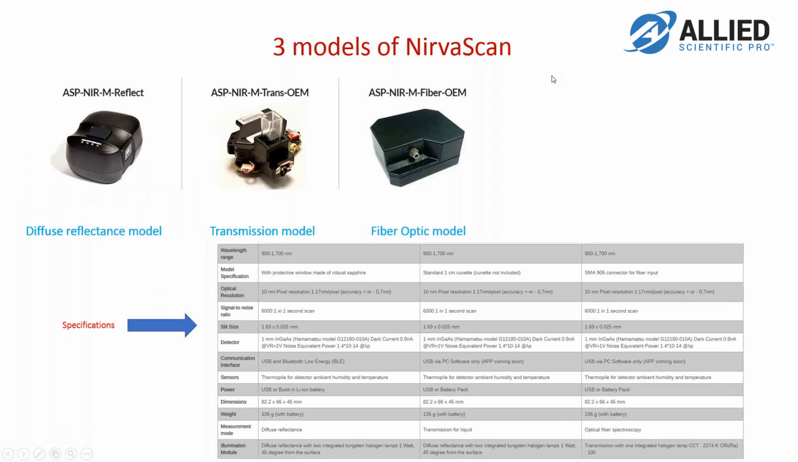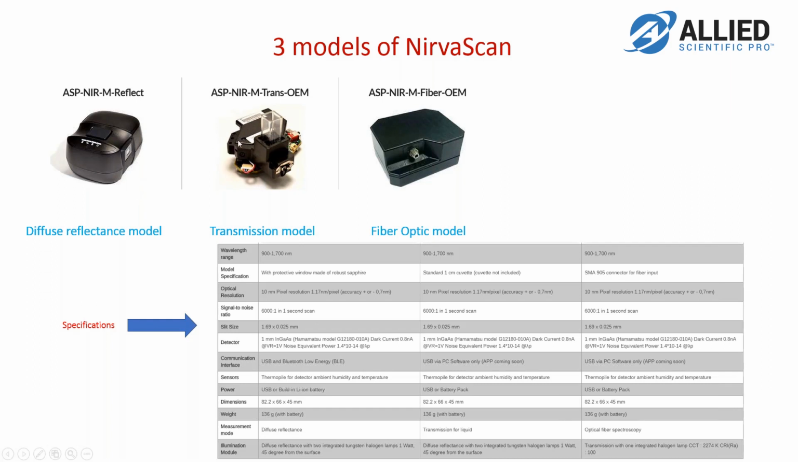So there are three models of NirvaScan, and I assume the audience have purchased different models. I know, for example, the fiber optic model and the reflective model, of course, is the most popular model, but for different applications, which I'll go through, different models are used. So for solids and powders, we always use the reflective model. We place the sapphire window on the object, and we measure it. The lamps come on, and the instrument measures the diffuse reflectance from the object.